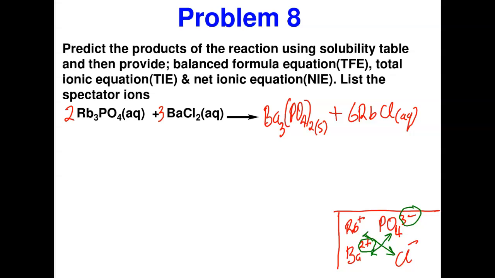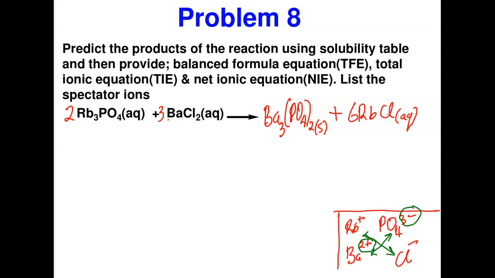It appears the equation is balanced. Let's check everything. 6 rubidium, correct. We have 2 phosphate here. If you look at this place, there are 2 phosphate, coincidentally balanced. 3 barium, there is 3 barium here, balanced. 3 times 2, 6 chlorine, and there is 6 chlorine atoms here, and the equation is balanced. So our total formula equation has been written correctly, the states written and balanced.